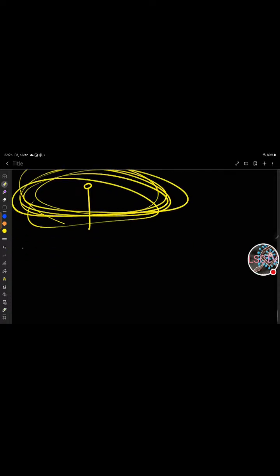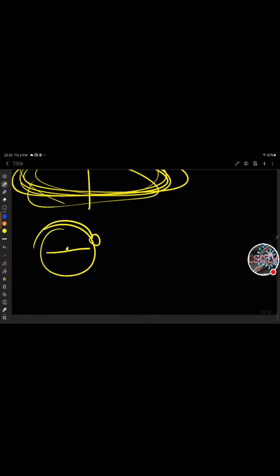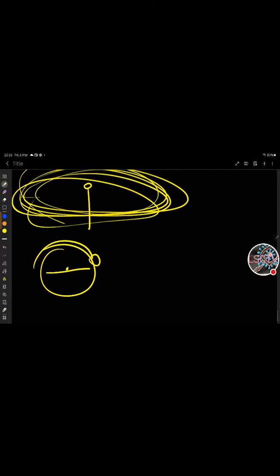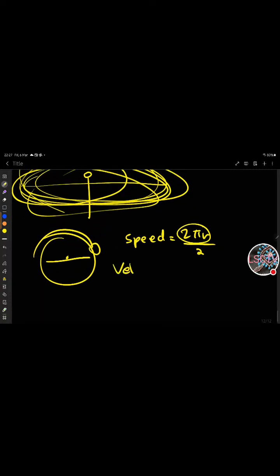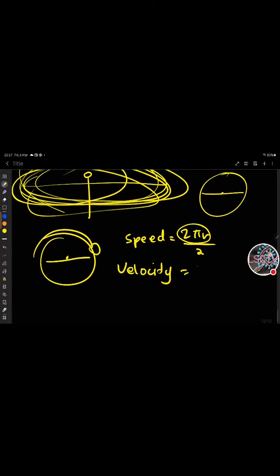Remember the case that we took before, the cycling one. Similarly, speed is of course 2 pi r by t, because 2 pi r is the distance. What is 2 pi r? The circumference of the circle. Now similarly, what is the velocity? Velocity is displacement by time. What is the displacement over a half circle? It should be the diameter of the circle, which is 2r by t/2. Simple.